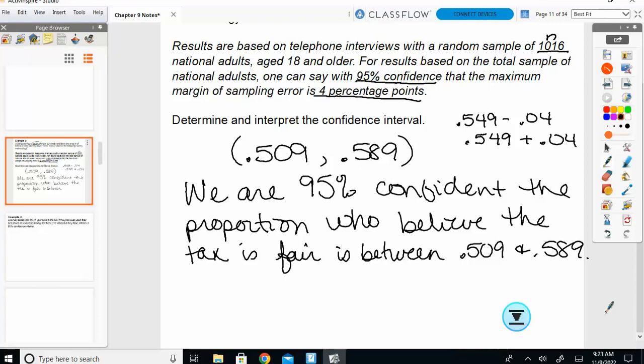Questions on that? So that was really just interpreting. I want to do a couple more where we actually create the whole interval and make sure we're okay with that piece.